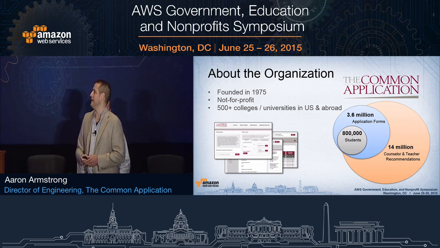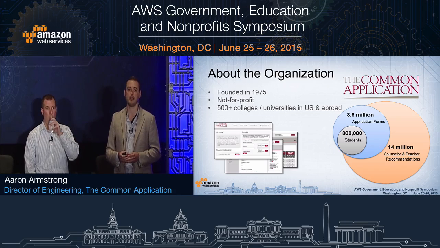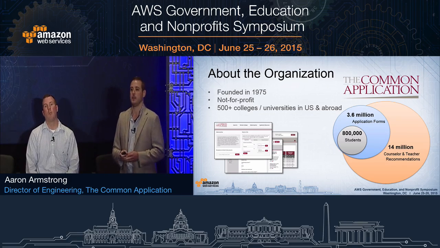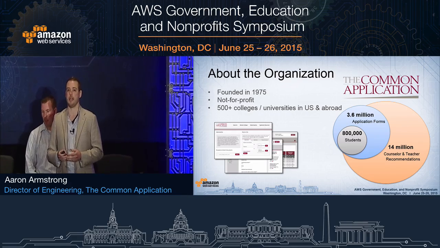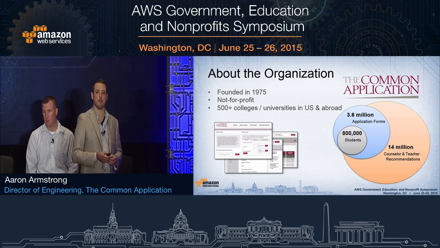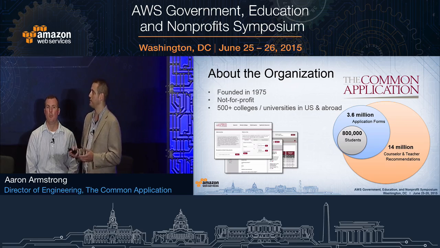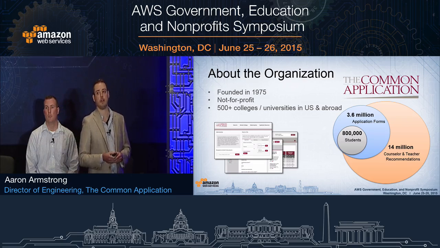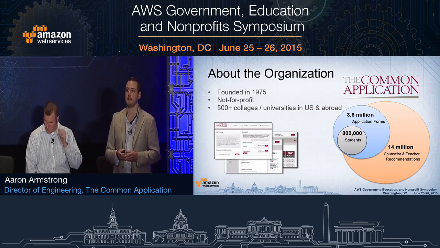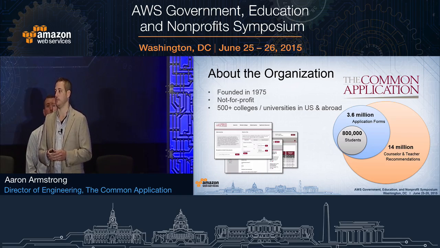All right. So I'll start off with a little bit of background about us. The Common Application is a not-for-profit. We've been in business for a little more than 40 years, and we provide a platform for high school students to be able to submit their undergraduate college applications online. We are a membership association, and currently we have more than 500 colleges that are part of that membership, and those colleges allow students to apply to their institutions using the Common App system.